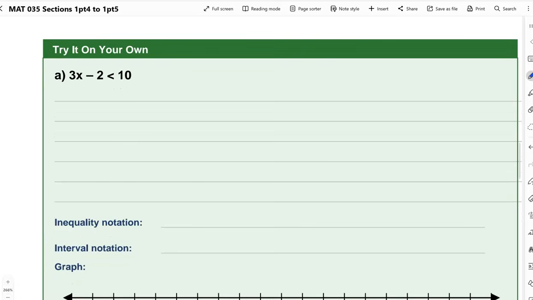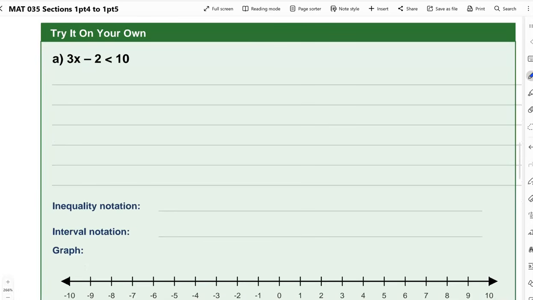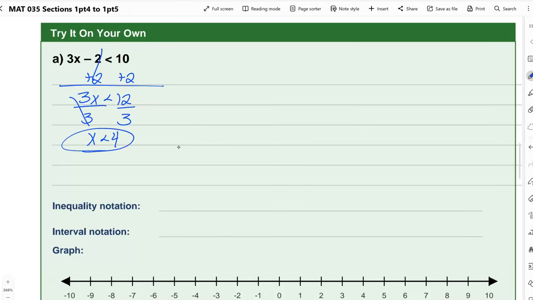So this is where you may want to pause the video, try a couple, and come back and check your answers. In part A, we have 3x minus 2 is less than 10. We're going to start by adding 2 to both sides. So I have 3x is less than 12, and then we're going to divide by 3. I'm going to get x is less than 4.